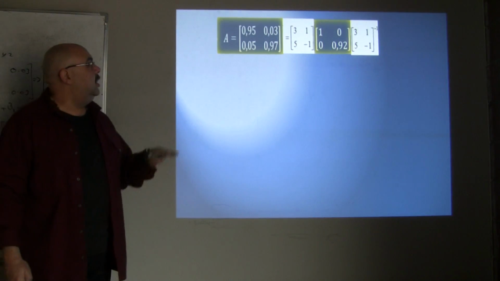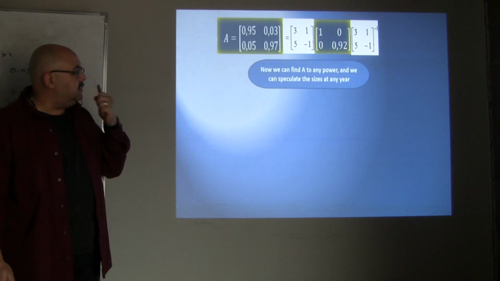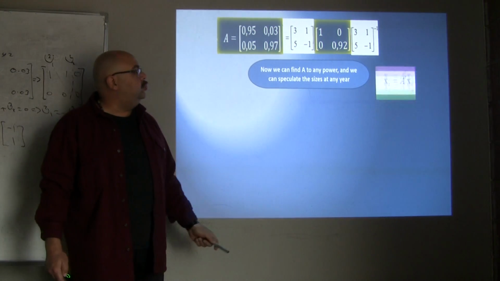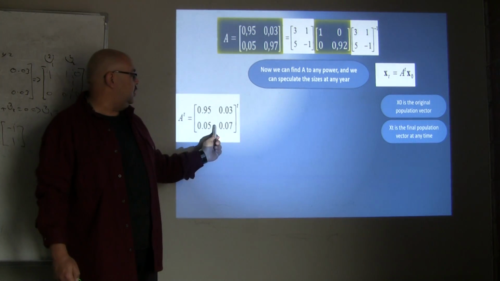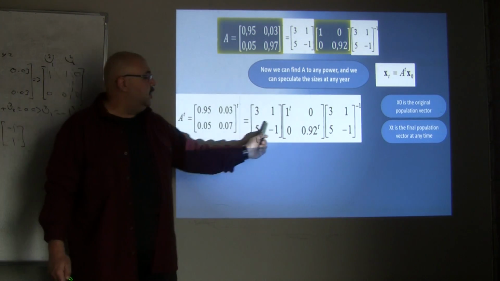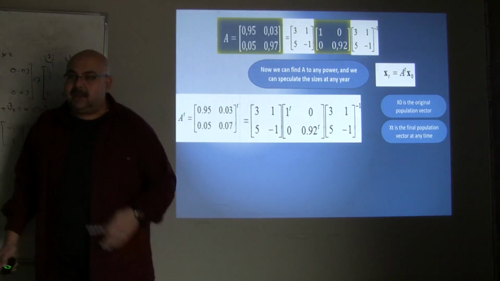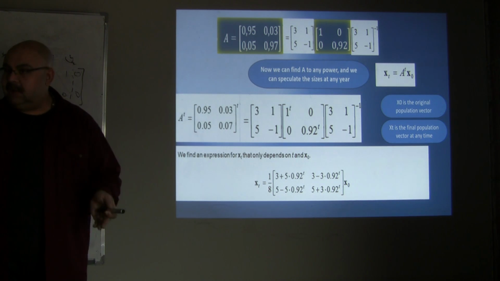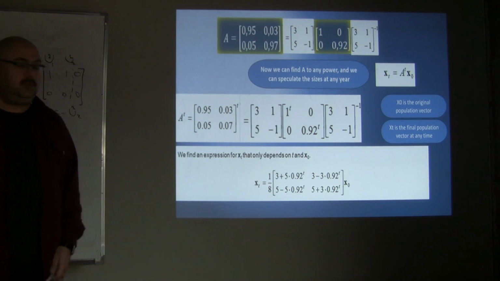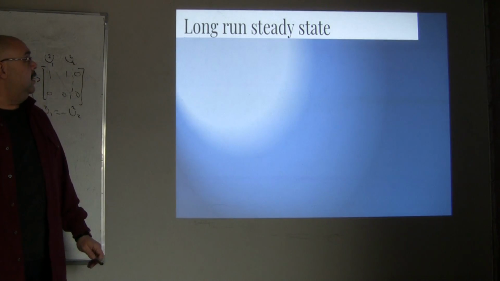Okay, once more, A can be expressed by these three matrices. Now we can find A to the power of T, so it's not a big deal. All I have to do is just make the substitution. So it's going to be 1 to the power of T, 0.92 to the power of T. So I can get the population after 10 years, after 15 years, and so on. That's going to be the result of the multiplication between them.